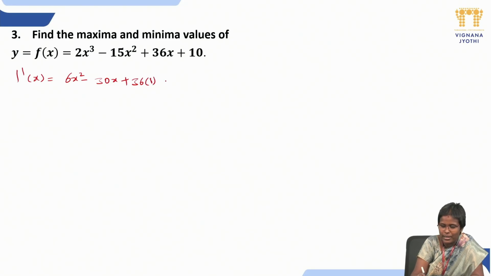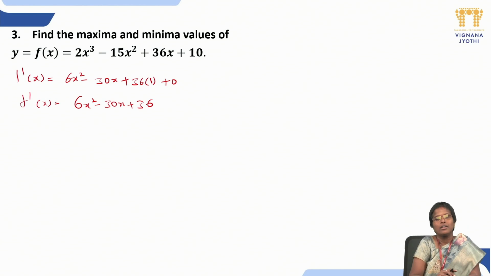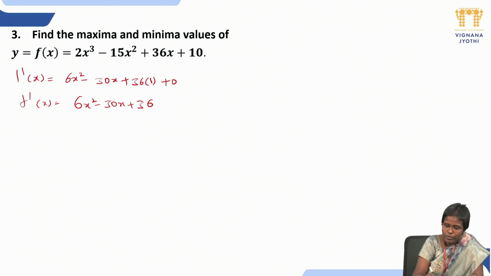Differentiation of 1 constant is 0. Okay, now what is the derivative we got? F dash of x is nothing but 6x square minus 30x plus 36. Right, fine. Now, for the stationary point, what do we have to do? F dash of x is 0. This is nothing but 6x square minus 30x plus 36 equals 0.